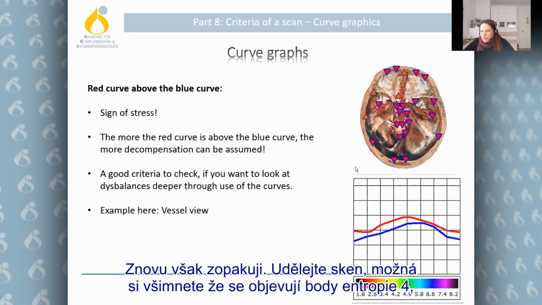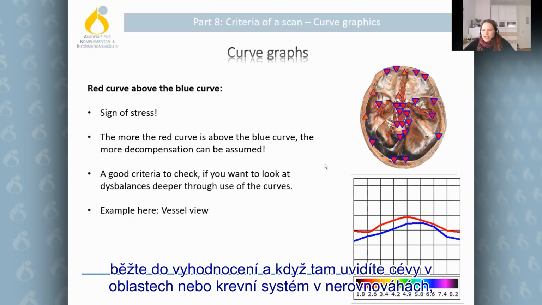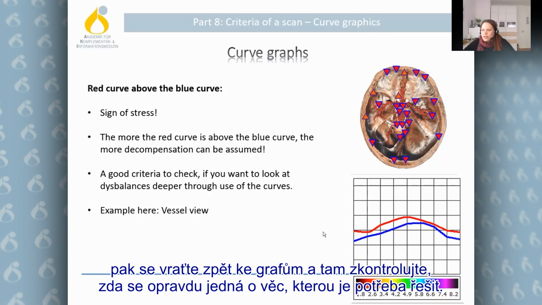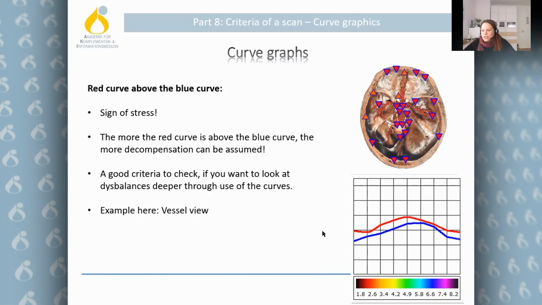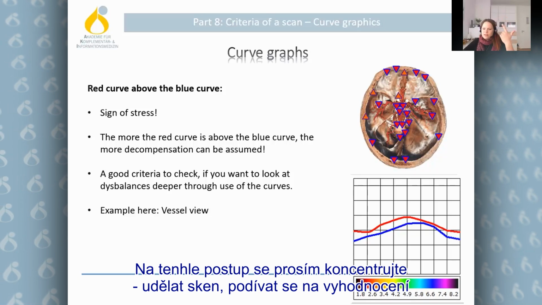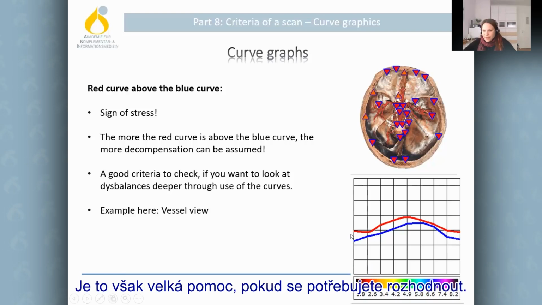But also the same, you do the scan, maybe you see the 4 entropy points, you go to the evaluation, you see the vessels, for example, as the areas of blood circulation and disbalances, and then you check the graph after it, and then you know, okay, this is really something I have to work on. Just please focus on these steps. Do the scan, see the evaluation with the information you still need, then look at the graphs, not first the graphs.